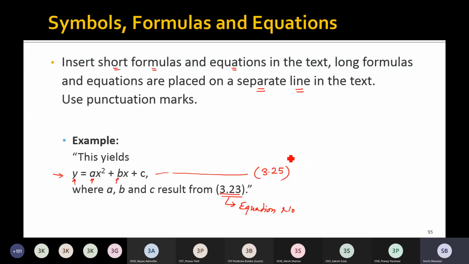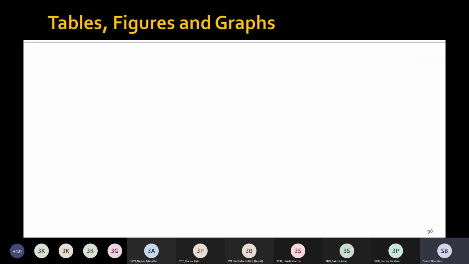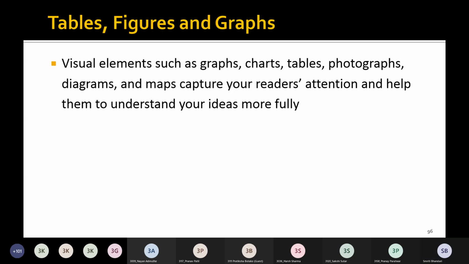I am going to provide you a few examples wherein you can understand how actually the equations are being written and used while writing documents. Okay, first understand the essential things about the formulas and equations, symbols, and lots of other things also. Okay, so let's talk about tables, figures, and graphs.